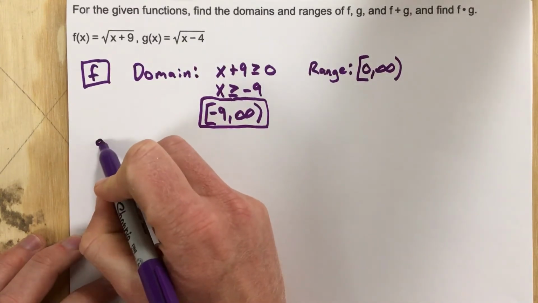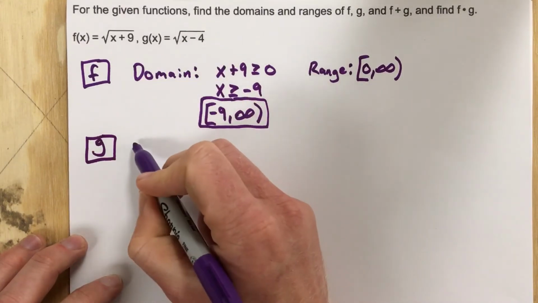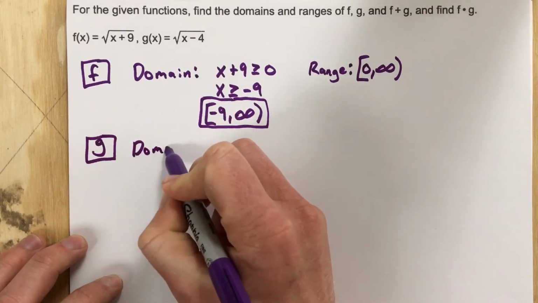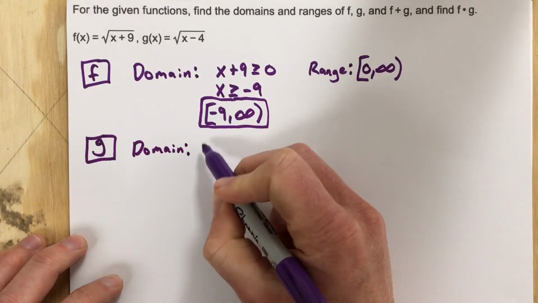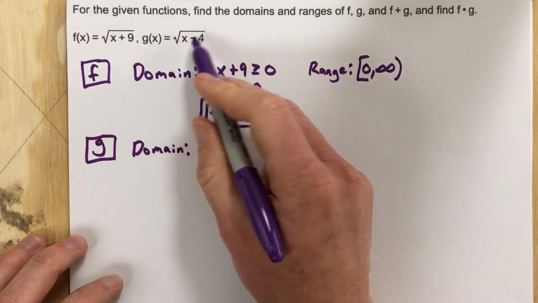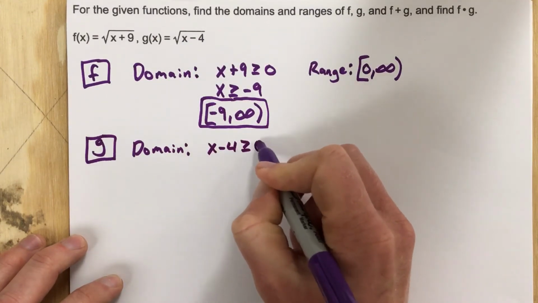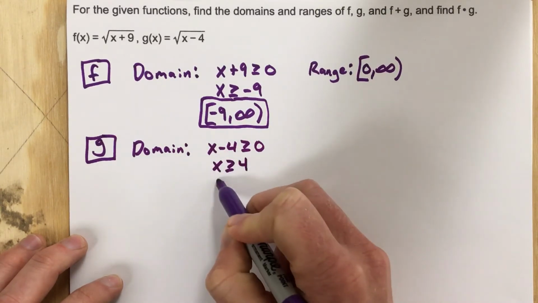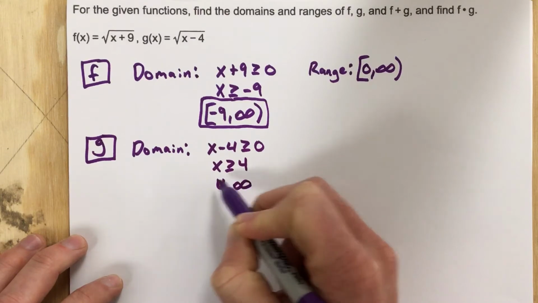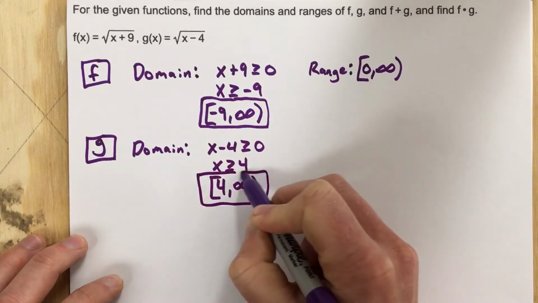So now let's do part g, and part g is going to be very similar. So the function g, its domain is going to be the root of x minus 4, and I want to set x minus 4 greater than or equal to 0. I add the 4 over and I get x greater than or equal to 4, meaning 4 to infinity is the domain for the function.